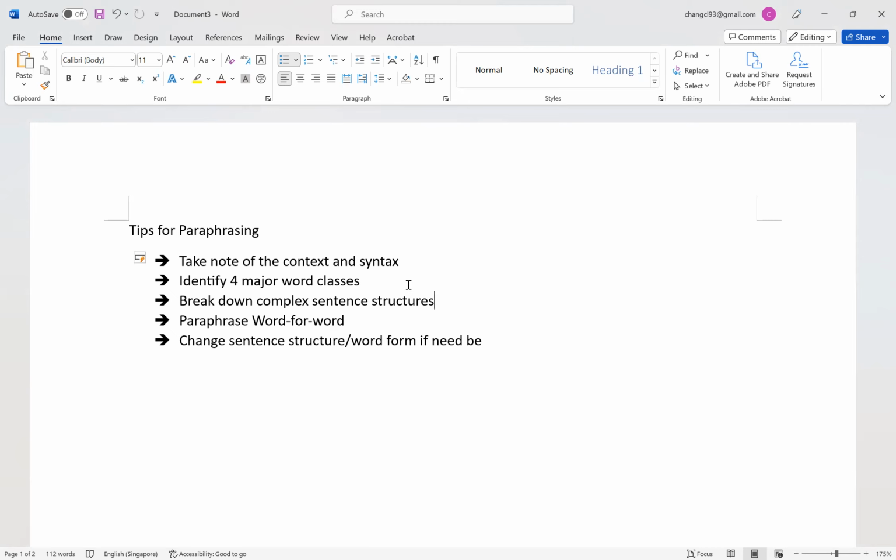So context refers to what the sentence or that particular paragraph or passage is talking about, and the syntax refers to the actual construction of the sentence itself. Okay. Once you have done that, you want to identify your 4 major word classes. Don't worry about it. Later on, I'll show you guys an example. But the 4 major word classes are essentially things like your nouns, verbs, adverbs, and adjectives. Okay. Just a quick reminder in case you have forgotten.